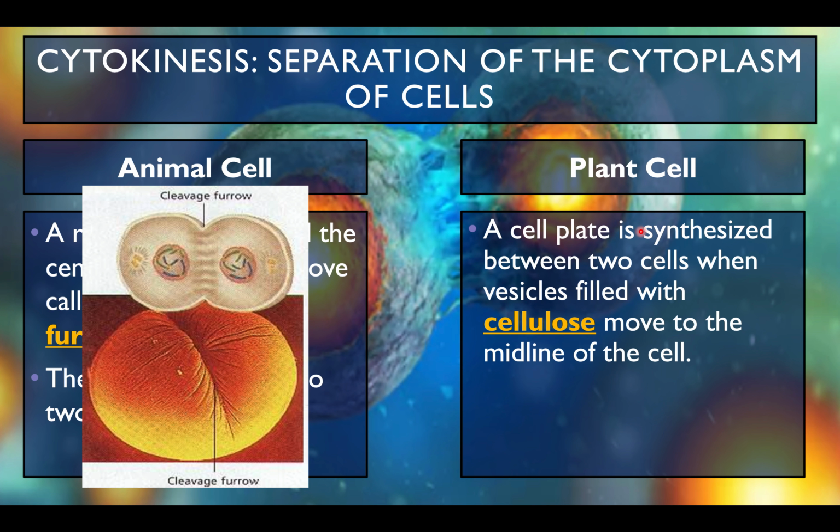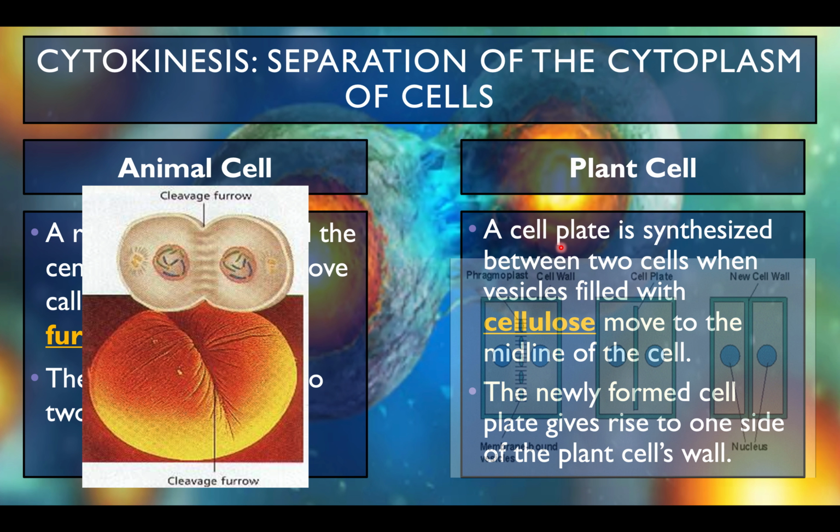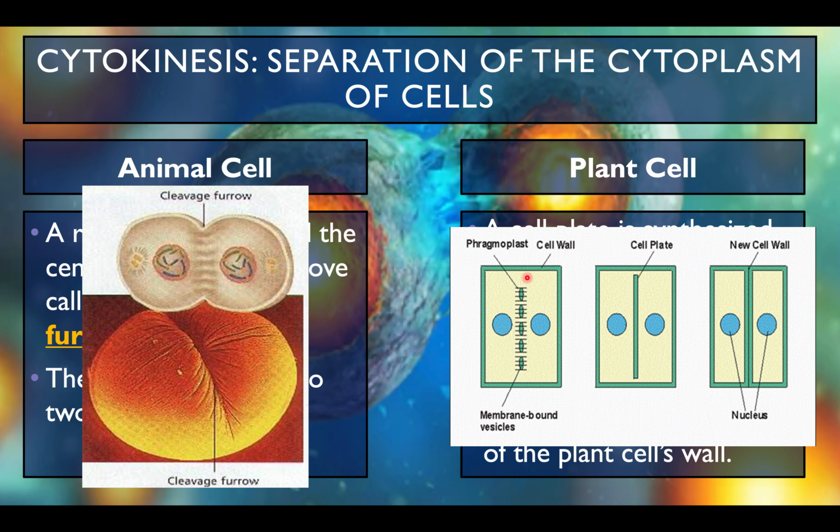In a plant cell, a cell plate is synthesized between two cells when vesicles filled with cellulose move to the midline of the cell. That is cytokinesis in plant cells. The newly formed cell plate gives rise to one side of the plant cell's wall. So this is what we're talking about.